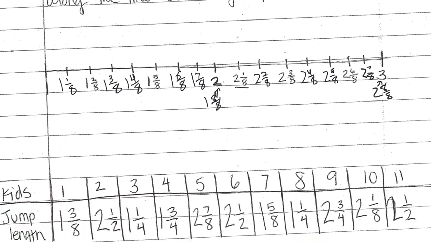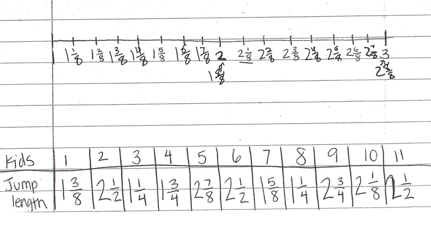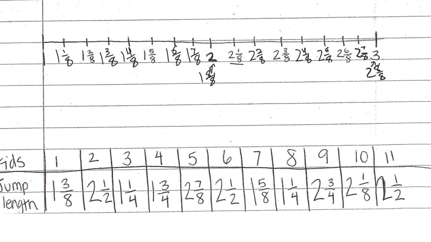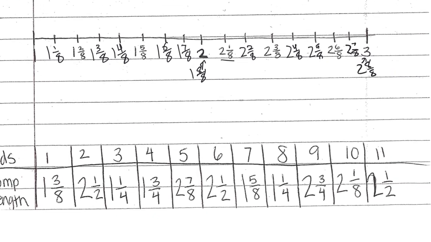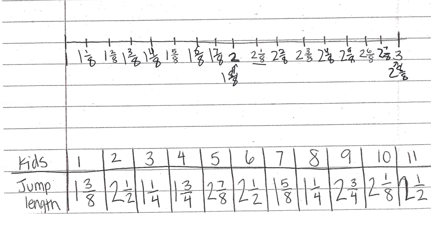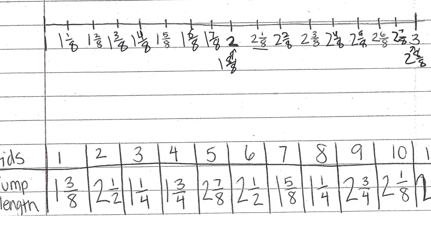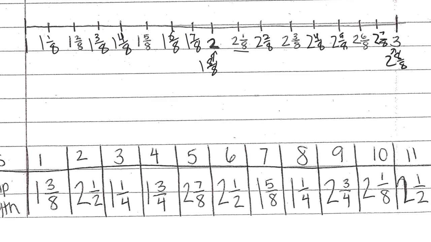Take a look at this. If I look at these, it says kids, their jump lengths. So an X will represent each kid that we are looking at. The first kid jumped 1 and 3/8. I'm going to place an X above 1 and 3/8. Okay, that one's done. The next one is 2.5. So I place an X above 2.5. Oh no, there is no 2.5 on this number line.